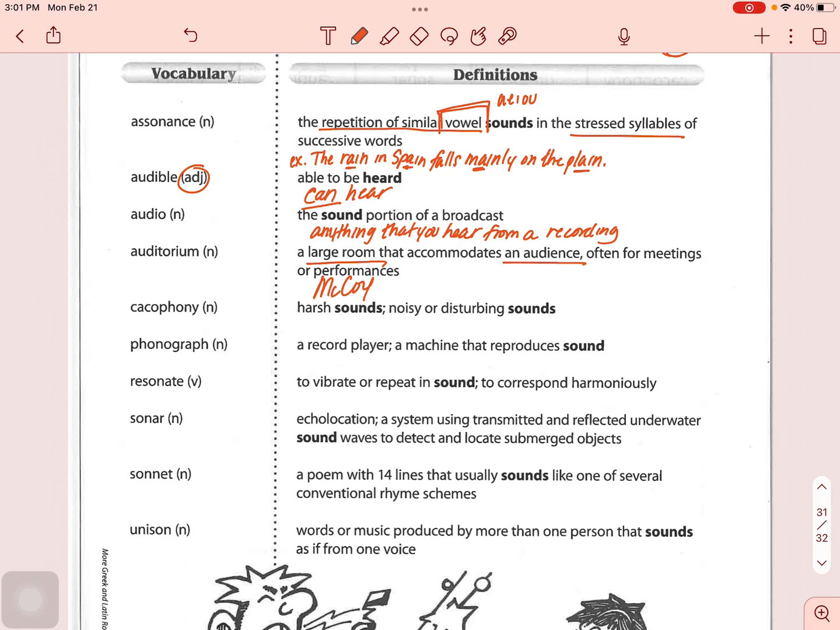Next is cacophony or cacophony. I don't know which one. I've heard it said both ways. So cacophony or cacophony, okay? I think most of the time it's cacophony.